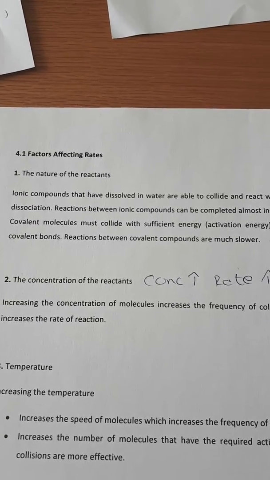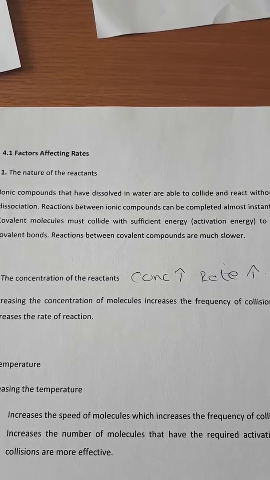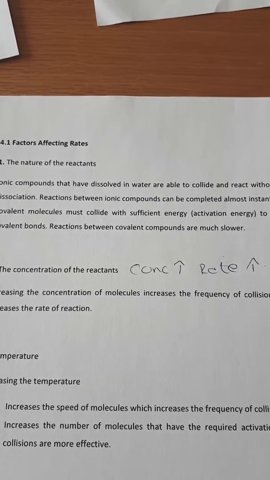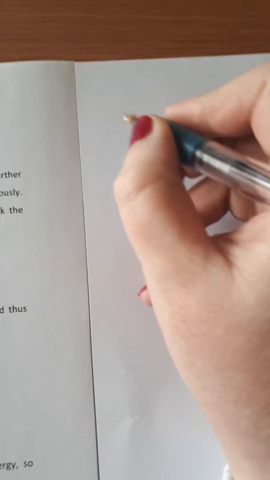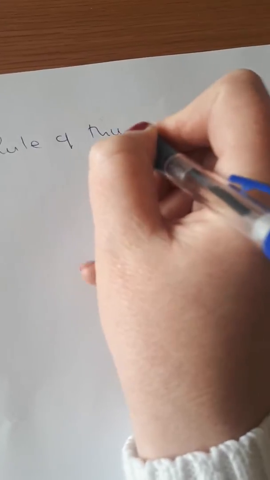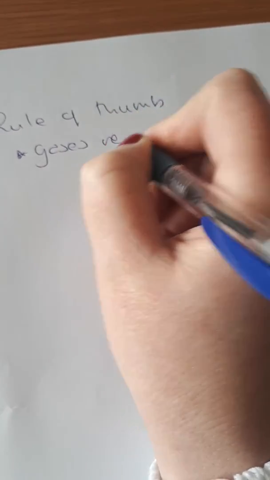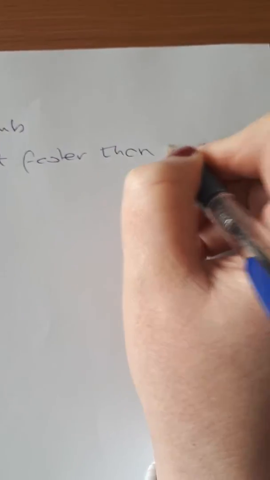Now there's a lot involved here in terms of what type of bond the particles or the molecules have, how many bonds, is it solid, liquid, gas, and so on and so forth, okay? But the two that I'm going to look at today are, so the general rule of thumb, so this is for number one, nature of reactants: gases react faster than solids or liquids.